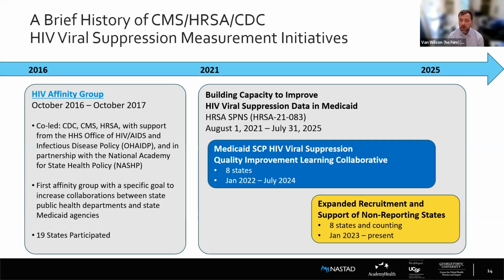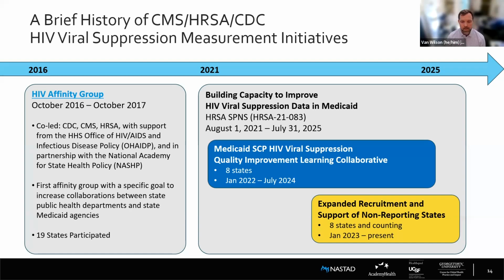Fast forward a little bit to what we're talking about here today, 2021, HRSA started this SPINS initiative to grow the same sort of thing. NASTAD was thrilled to receive the award, and since then working with our partners to establish our initial learning collaborative, which you see there in dark blue. We had 8 states participating in that, and we're just about ready to wrap up a 2.5-year cohort. And now we're expanding our efforts to recruit and support even more states to report the HVL-AD measure, which we see here in yellow. And presently we're talking with about 8 to 10 states that are working towards reporting this measure, and our work with that began back in January 2023 to this day.